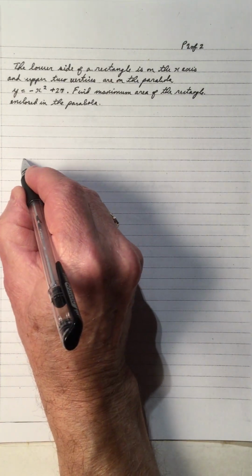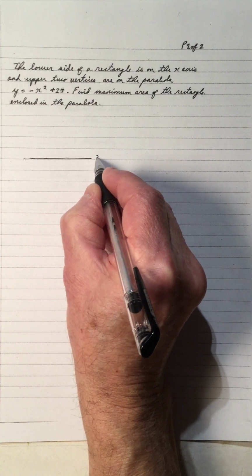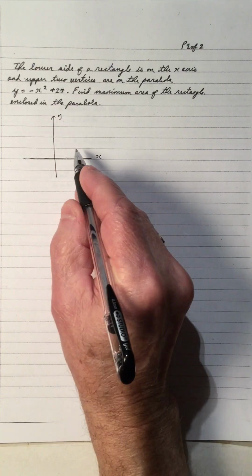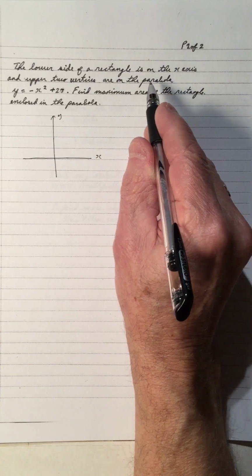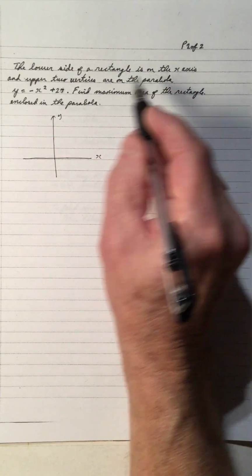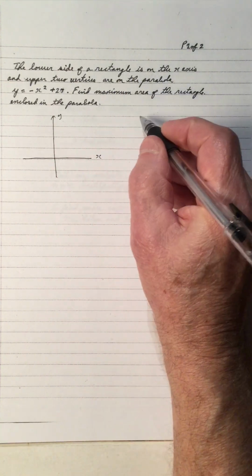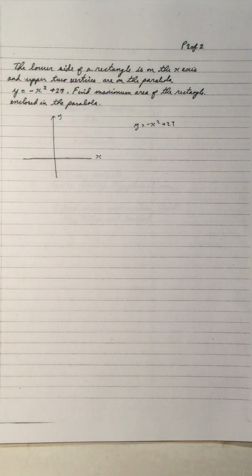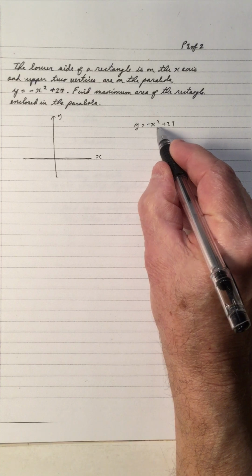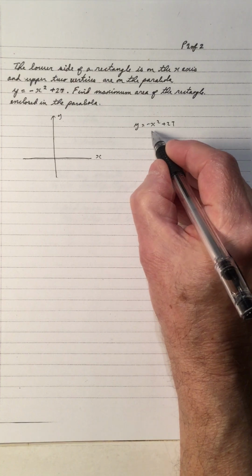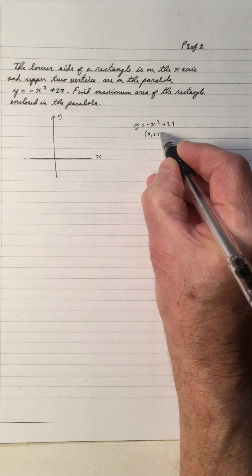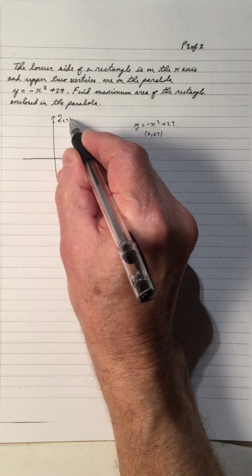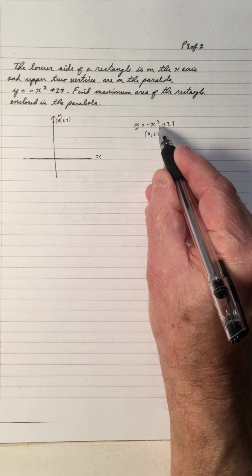So what we have is an x-axis and the y-axis, and the lower side of the rectangle is on the x-axis, and the two upper vertices are on the parabola. So let's look at the parabola y equals negative x squared plus 27. In this parabola, if you let x equal 0, you get 27, so that point is (0, 27). And the parabola has a negative coefficient, so it's opening downward.